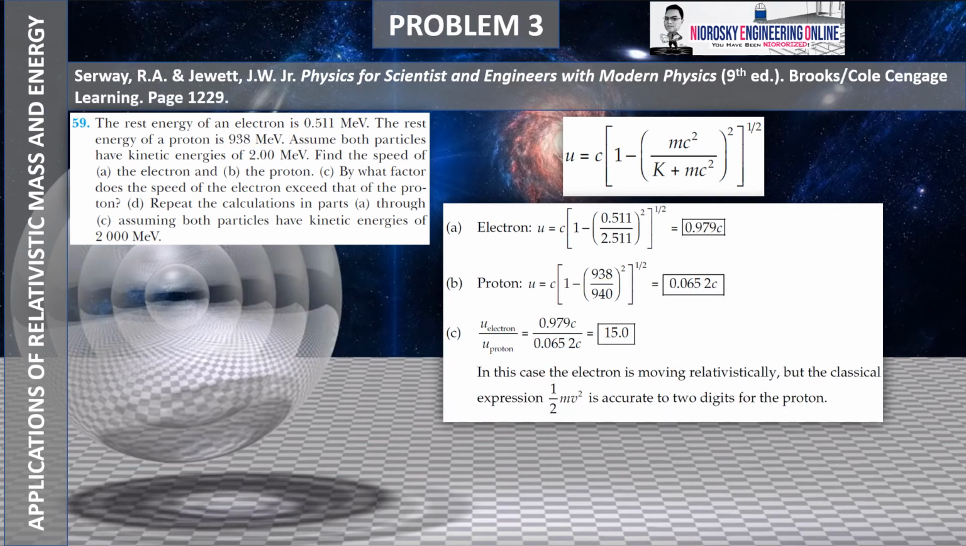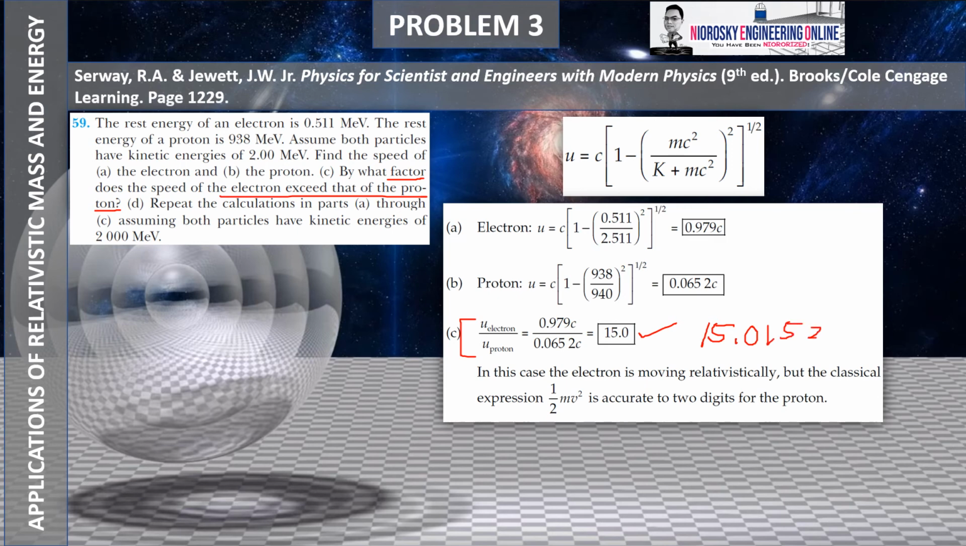Letter C: the ratio of the speed of the electron with respect to the speed of the proton. So we take the ratio, the velocity of the electron over the velocity of the proton. So we try to divide. Then we will have an aspect ratio of about 15, in the set value, 15.0153. Okay, that's the value.